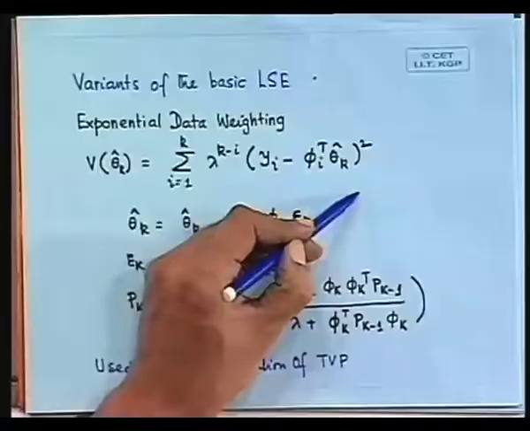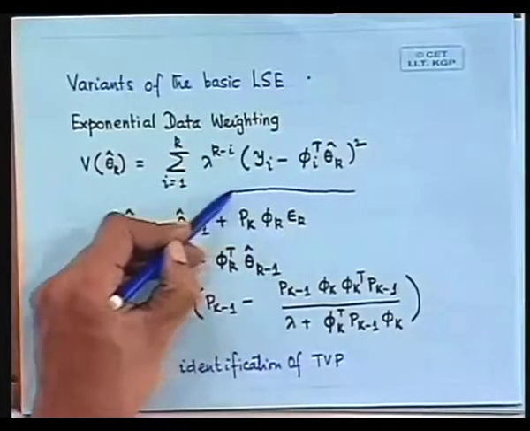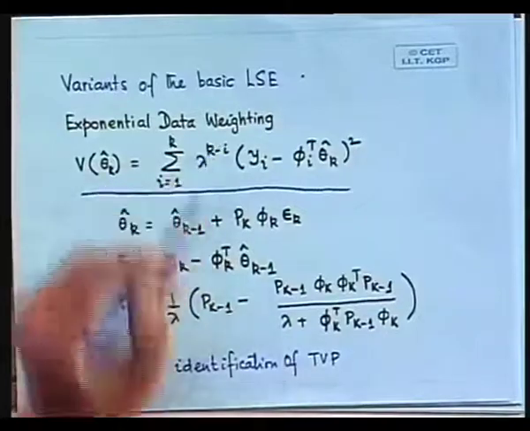So then you will find that the parameter you are getting will actually try to track the variation in the parameter, because that will only give weightage to the most recent data, right? So based on this philosophy, you may like to find an optimal estimate according to this sort of a performance criterion.